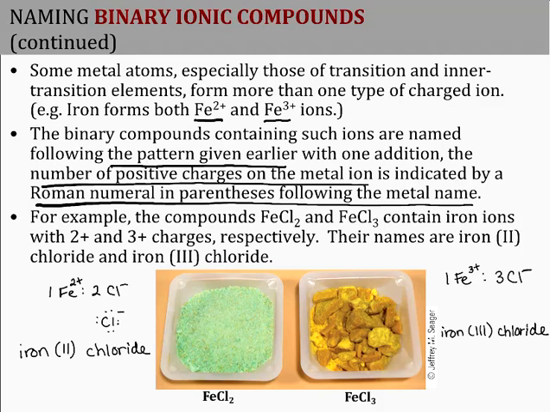Now, if we didn't indicate the charge on iron and we just told someone, oh, I have some iron chloride, maybe they're thinking of the green compound and we're thinking of the yellow compound. So you have to be very clear about the charge on iron, otherwise someone is going to potentially use the wrong chemical, and that could have disastrous consequences.